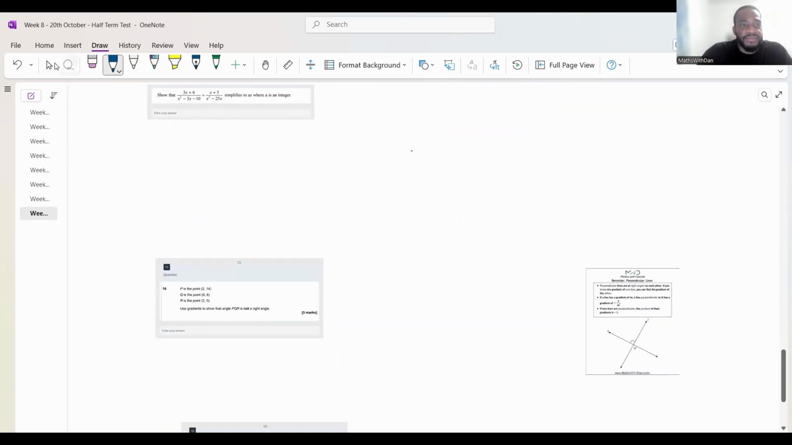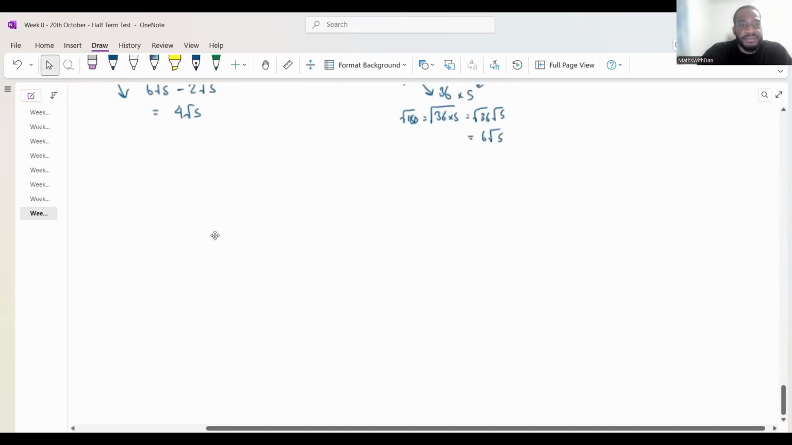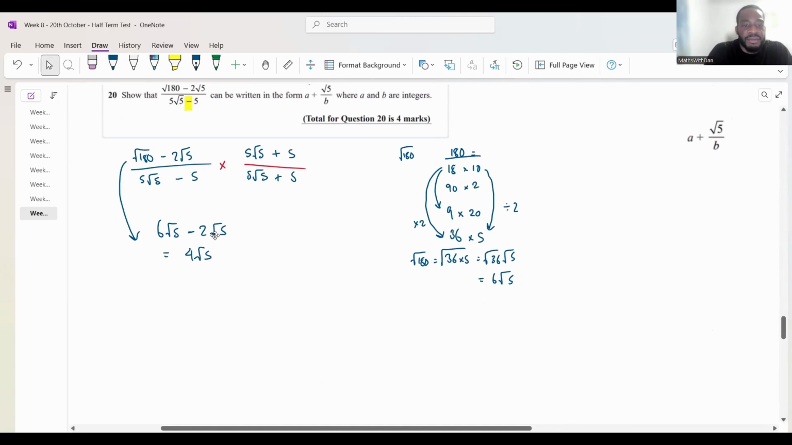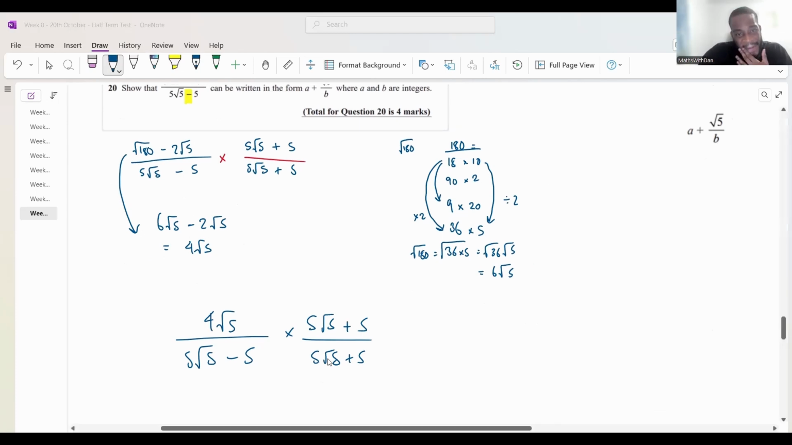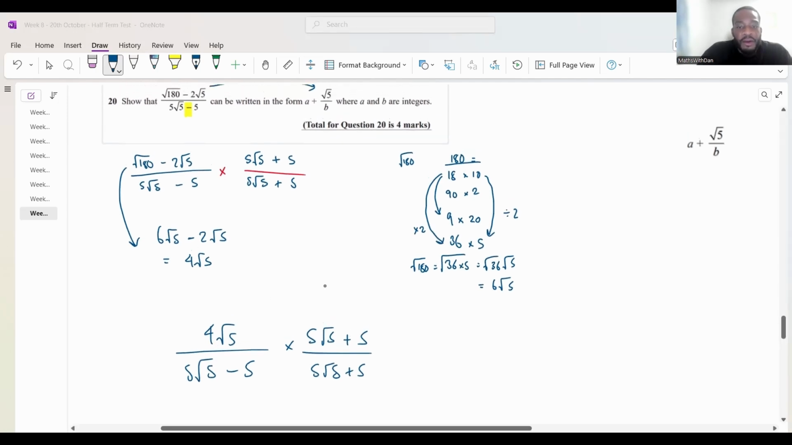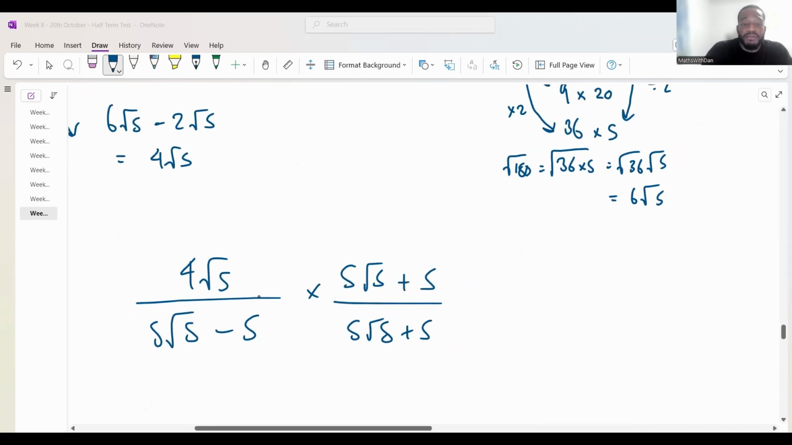Let me move this down here. So it's actually just 4 root 5 over 5 root 5 minus 5 times by 5 root 5 plus 5 over 5 root 5 plus 5. Do you guys agree? Does that make sense? Yeah. And then now it's just a matter of simplifying top and bottom. So let's expand top and bottom. We'll do the top first.